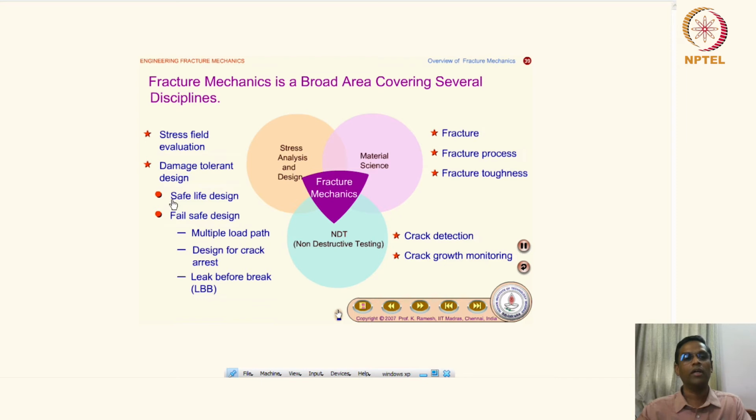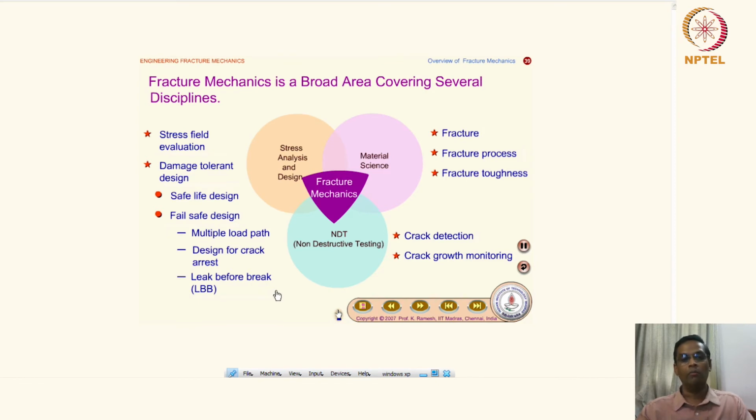In that you have a safe life design or fail safe design. So there are two concepts. We will see all of them. The fail safe concept has different aspects. Again, multiple load path, design for crack arrest, and then leak before break. So we are talking about the design for crack arrest. We can do a design where the crack, we have just seen the crack closure. We can also see some aspects which can give the crack arrest. And the next one is very important, leak before break.